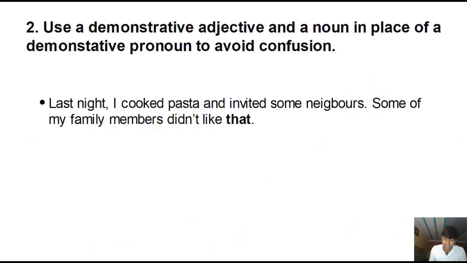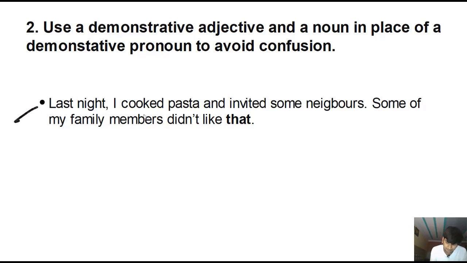Second, use a demonstrative adjective and a noun in place of a demonstrative pronoun to avoid confusion. A demonstrative pronoun doesn't have a noun after it. It just refers to a noun. But if that pronoun can confuse which noun it refers to, let's suppose you have multiple nouns in the previous sentence, and you think your reader or listener might get confused, in that case use a demonstrative adjective and the noun it refers to. Look at this example and you'll understand what not to do.